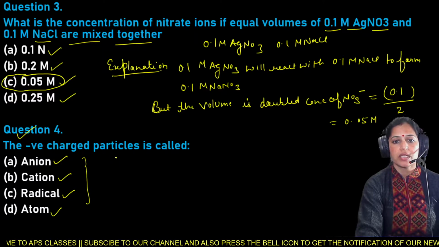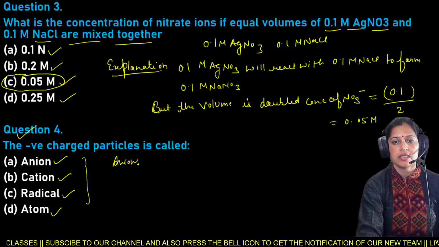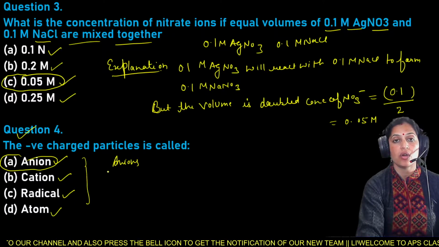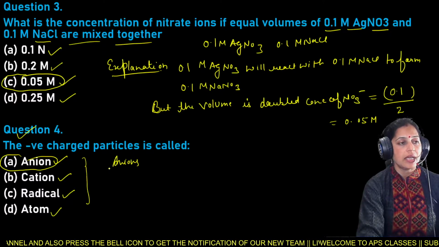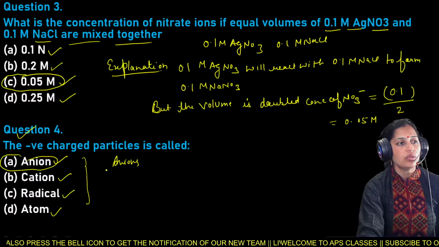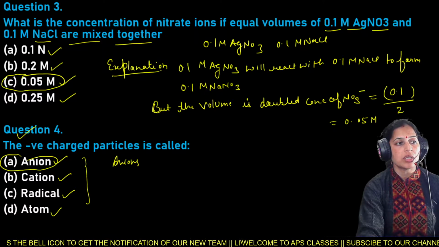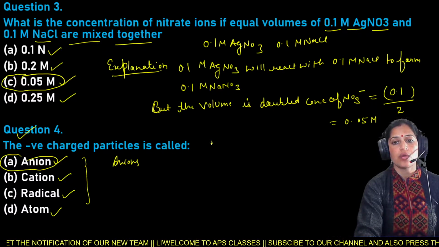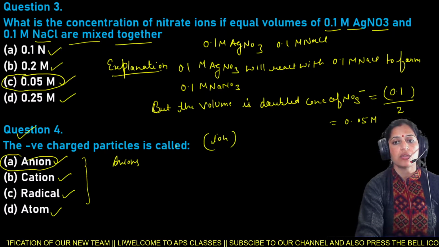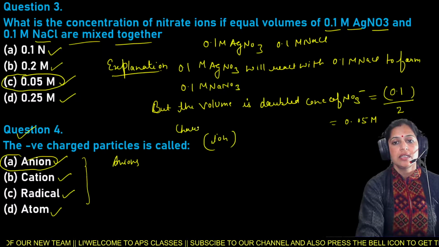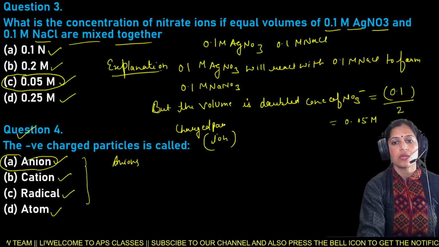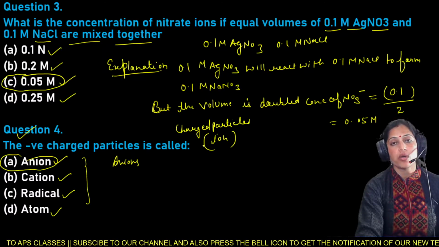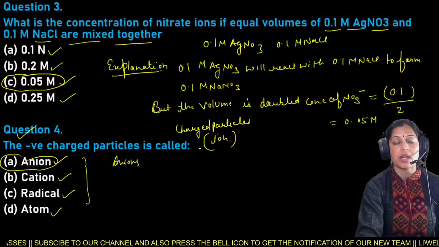So the negative charged particles are called as anions, not cations, not radicals, and not atoms. But these are called as anions. So here बेटा आप जल्दी से इसका आंसर दें, because the charged particle is also called an ion. क्योंकि जो चार्ज पार्टिकल होता है उसको आयन भी कहा जाता है. This is the reason that the charged particle is called an ion. An ion is an atom with a positive or negative charge.